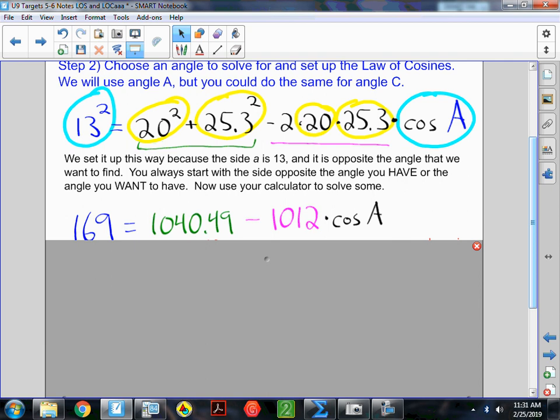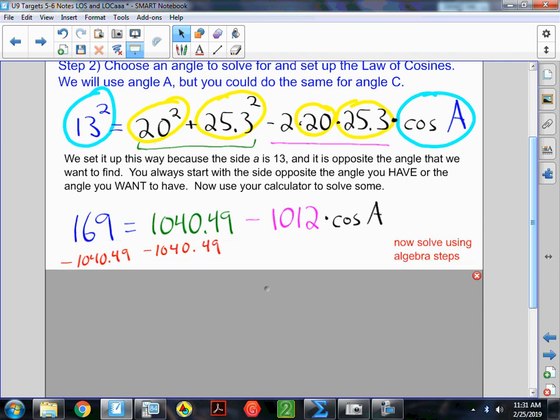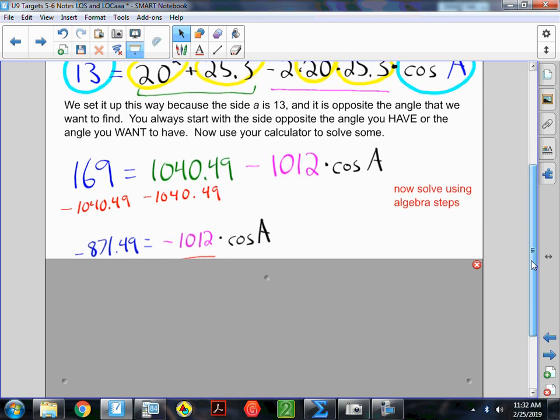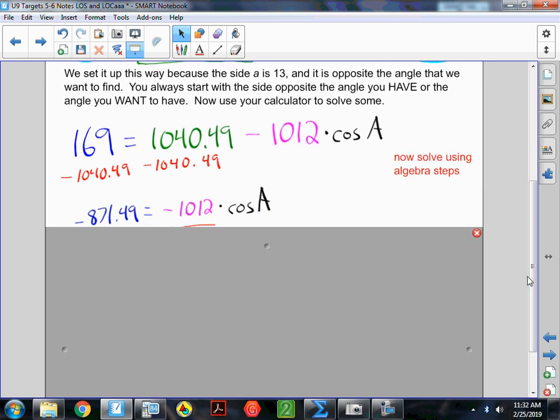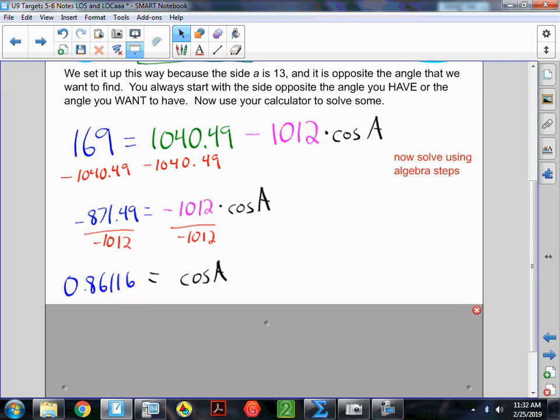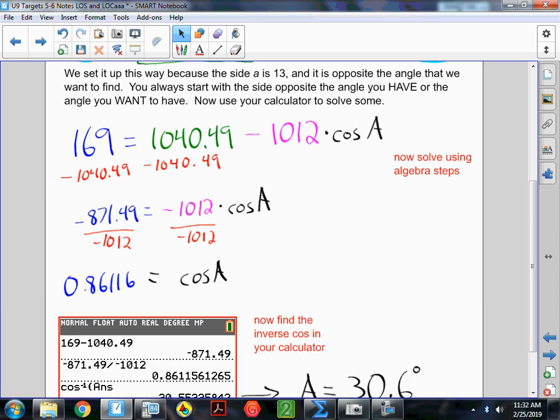So now we solve with algebraic steps. How would we get rid of 1040.49 on both sides of the equation? We would subtract it. So we subtract 1040.49 on both sides. 169 minus 1040.49 is equal to negative 871.49. That's equal to negative 1012 times cosine A. So our next step would be to divide on both sides, because right now we are multiplying by the 1012 on the right. So cosine A is equal to this decimal, 0.8616.